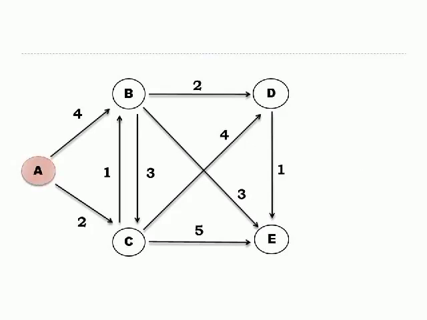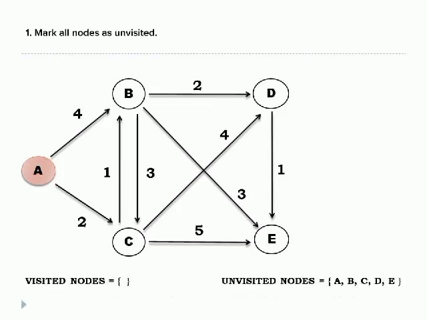Let's take a look at this graph. Suppose we want to calculate the shortest distance from A to every other node in this graph. This can be easily done with Dijkstra's. The first information we need to keep track of is which nodes we have not visited yet. The first step is to mark all nodes as unvisited. So we create a list of unvisited nodes that contains every node in the graph, and also visited nodes that is empty in the beginning.